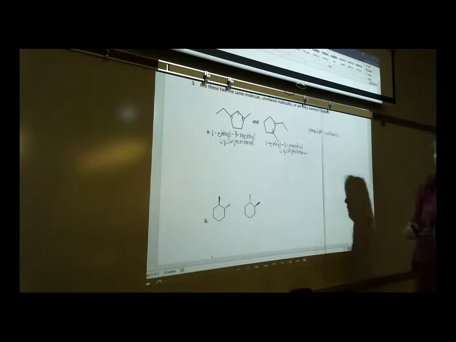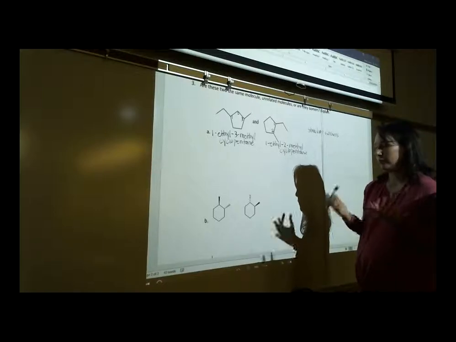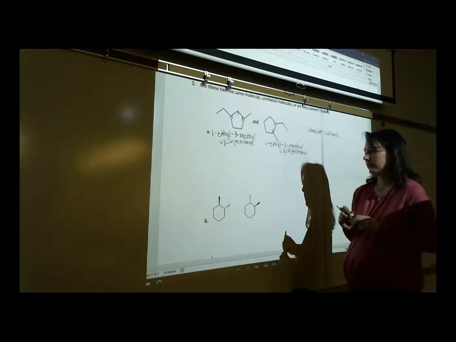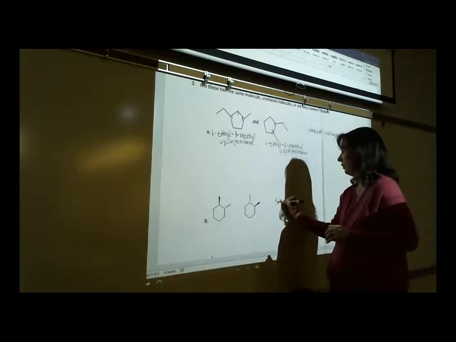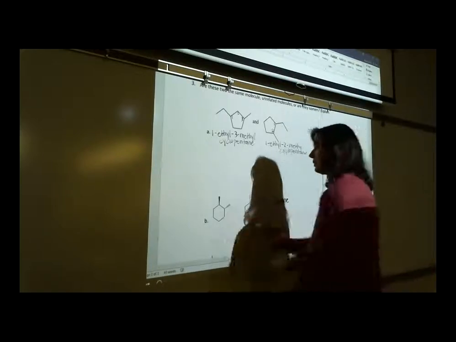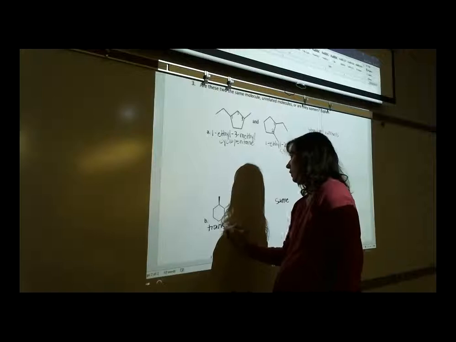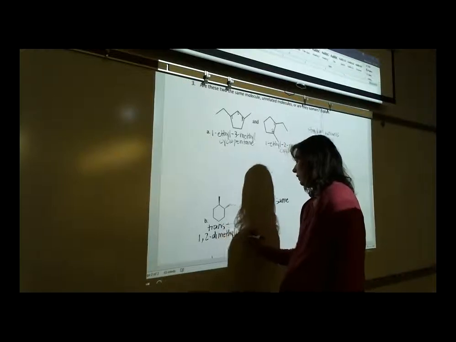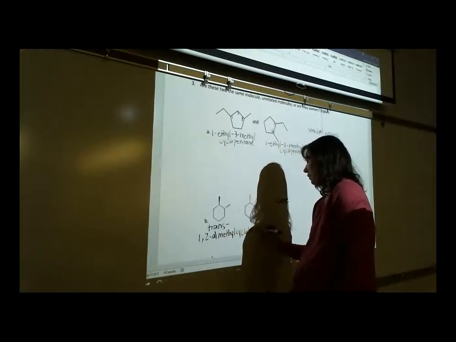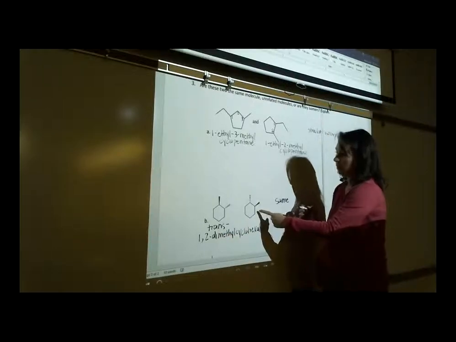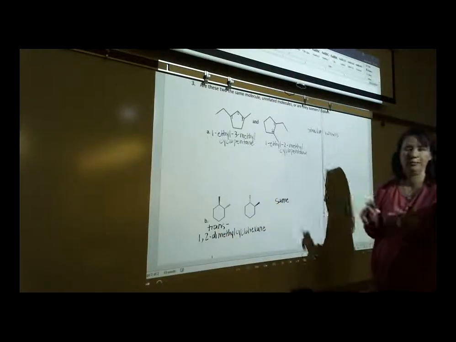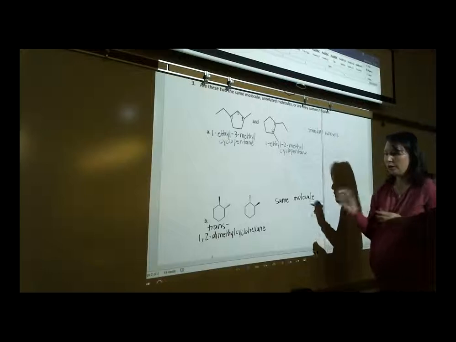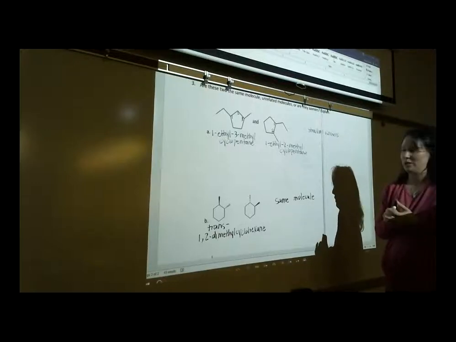Okay, for B, same molecule, different, like as in unrelated, or structural isomers? They're the same, right? This is the same molecule. Right, because what's the name of this? This is trans 1,2-dimethyl cyclohexane. And what's the name of this? Trans 1,2-dimethyl cyclohexane. They're the same molecule. So same molecule. You couldn't separate those in lab because they're the same thing, right? Just like you can't separate you from yourself.